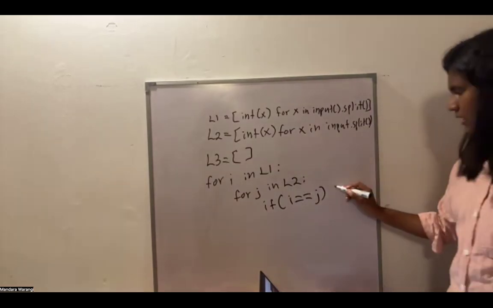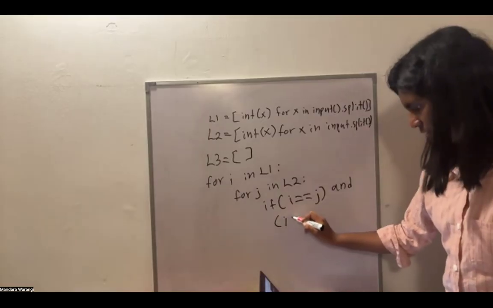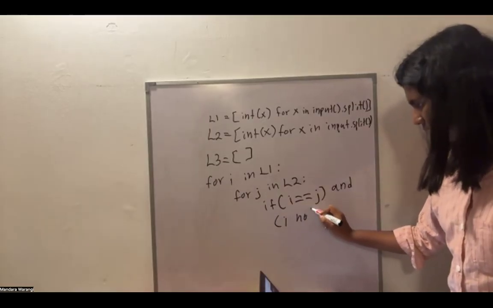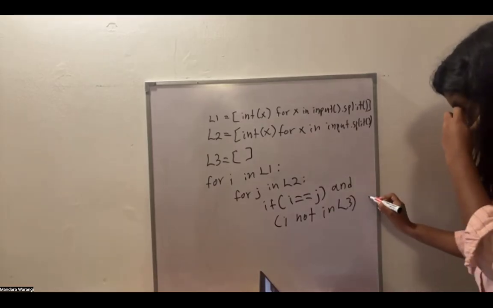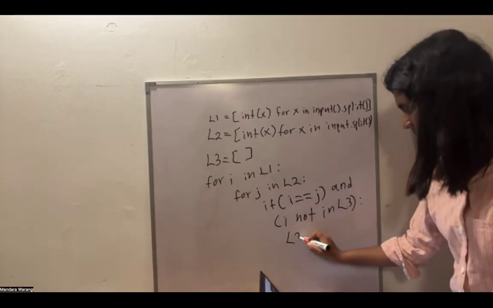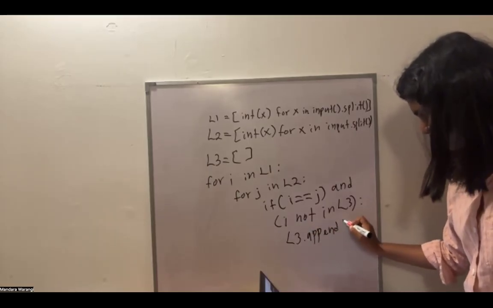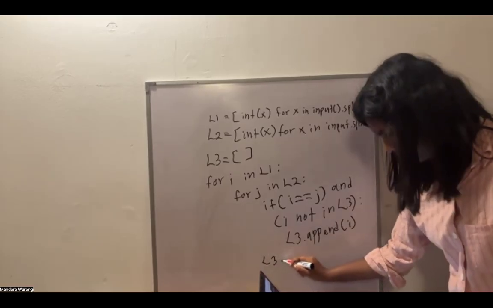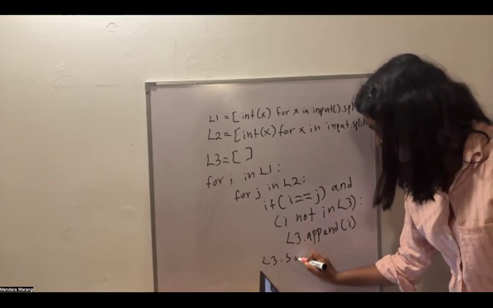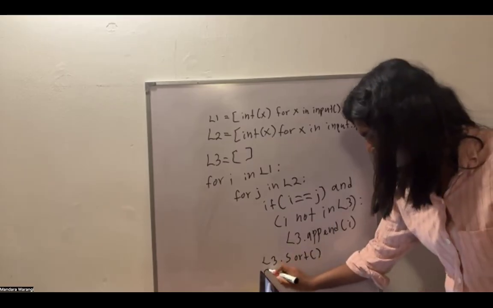Equal and I not in L3, then have L3 dot append. L3 dot append kara. L3 dot sort it and print.